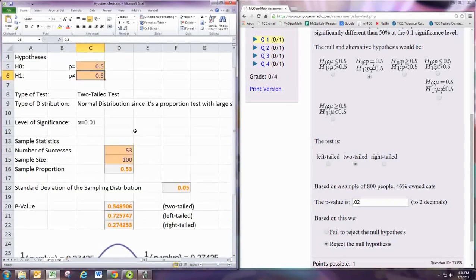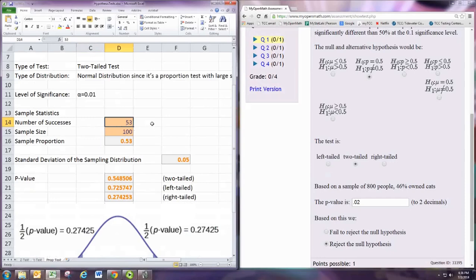Just editing this document here, put in 46%. But I don't want to mess that calculation up. There we go. And this value changes. It's only 0.1. And again, we have the two-tailed test, so our p-value is calculated right here. We do the same comparison.